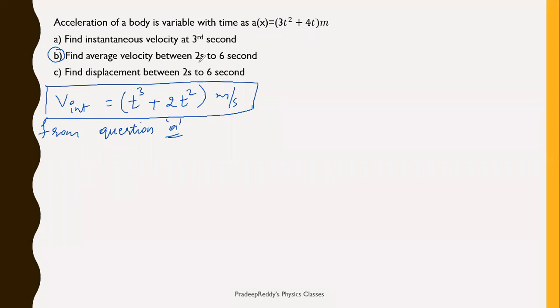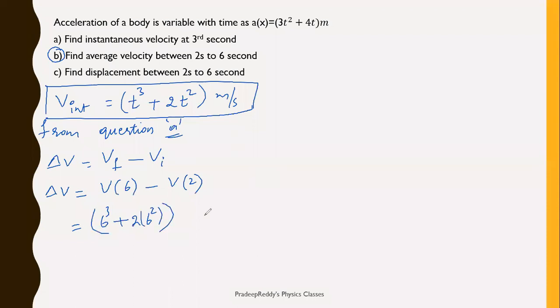In order to find out average velocity between 2 second and 6 second, that is delta V. Delta V is nothing but the change in velocity, which is equal to V final minus V initial. It is just the difference between final and initial. Delta V is equal to V of 6 minus V of 2. This is V of 6, which is 6 cube plus 2 into 6 square, minus V of 2, which is 2 cube plus 2 into 2 square.